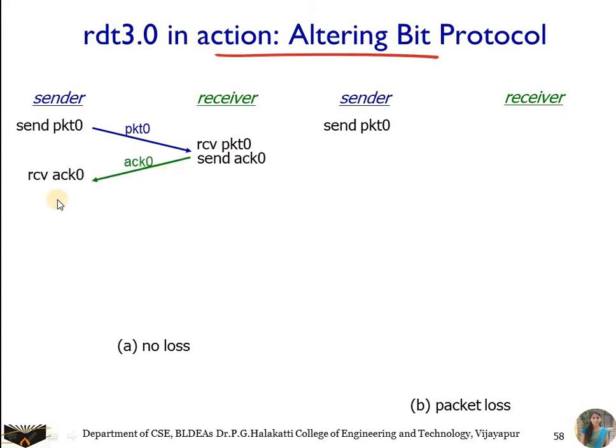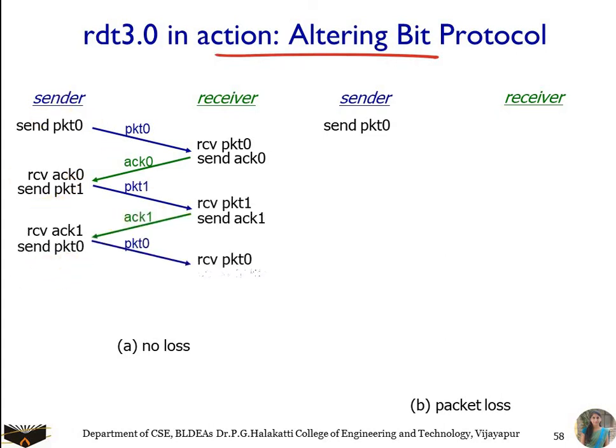It has received the acknowledgement for packet 0. After receiving the acknowledgement, it will send the next packet, that is a packet with the sequence number as 1. Send packet 1, receive acknowledgement, again send the next packet 0. So this is a scenario where no loss of the packet occurs. We'll just go here, the second scenario where we have a packet loss.